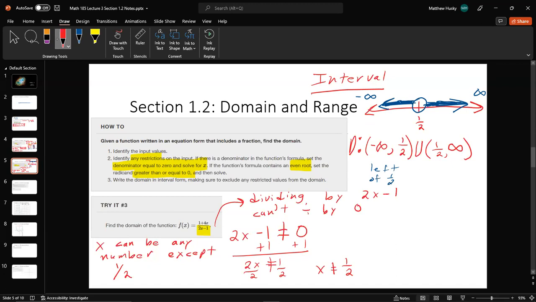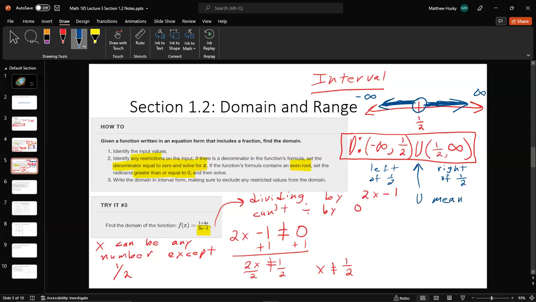And then that is how you would write the interval notation. This thing over here means everything right of 1/2. And then that is the U symbol, which means union, which essentially means you're going to unite them and put them together in one big thing. Those two things together are the domain.